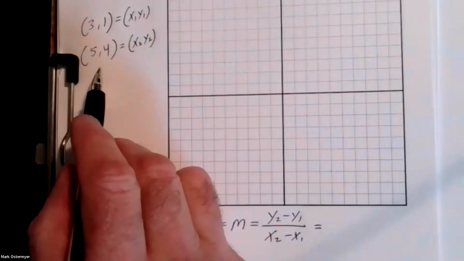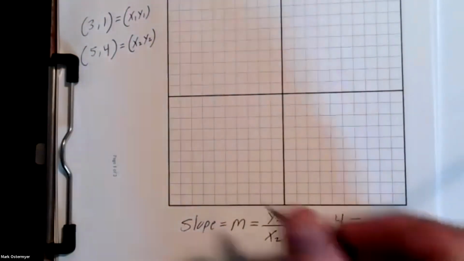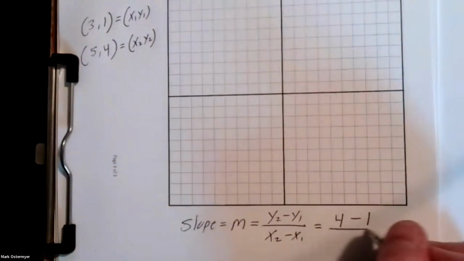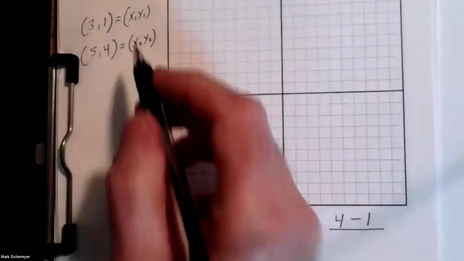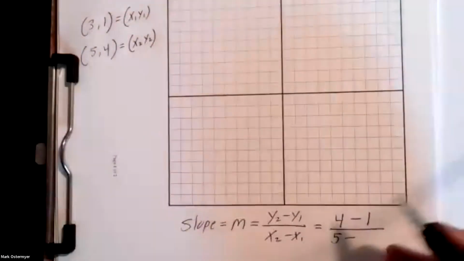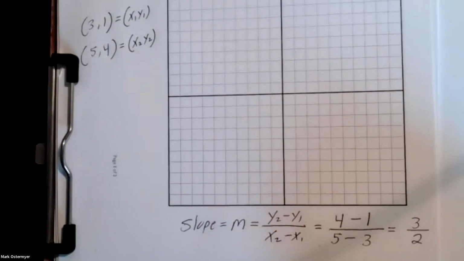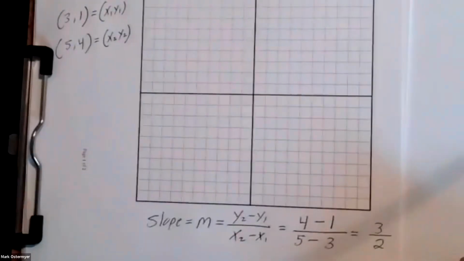So what's my y2 based on how I labeled these points? My y2 is going to be 4 minus y1, which is 1, over x2 minus x1. x2 is 5 and x1 is 3. So the slope of this line looks like it's going to be 3 over 2. That would be the slope, 3/2.